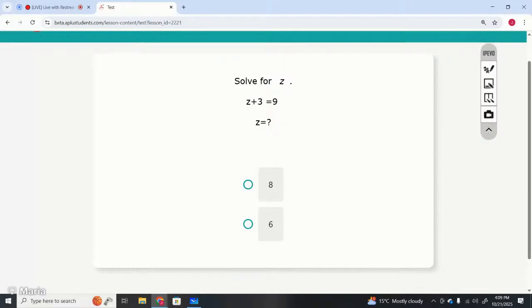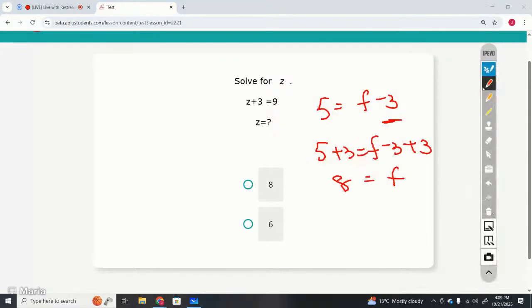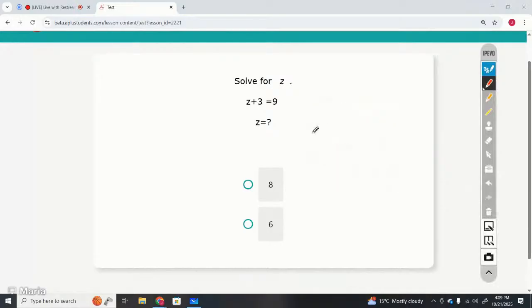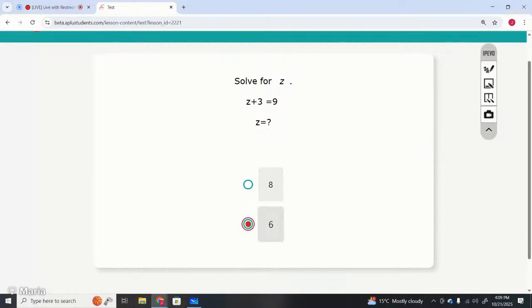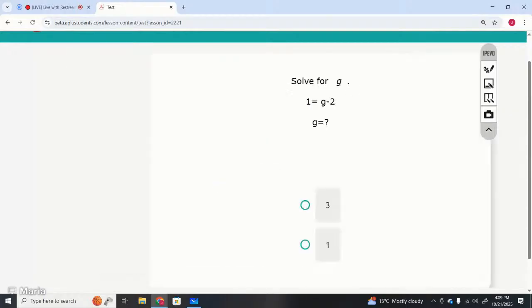Solve for z. z plus 3 equals 9. You need to subtract 3 both sides. z plus 3 minus 3 is 9 minus 3. That is z equals 6. Option number 2 is the correct option.